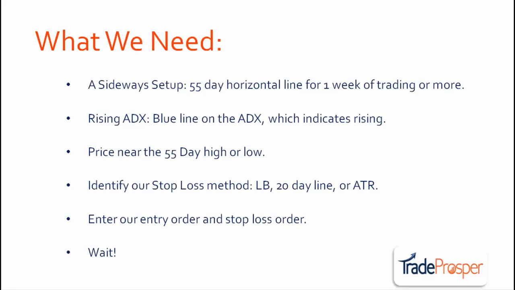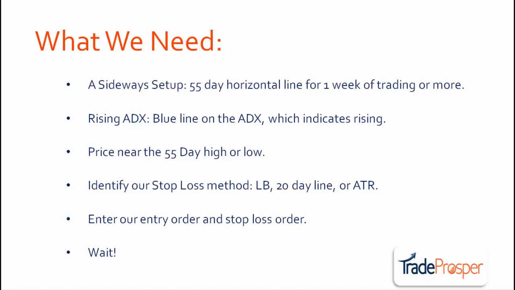If we're trading futures and Forex or CFDs, we're going to use the last bar. If we're trading stocks, we're going to use the 20-day line. And we're going to use ATR for any one of the markets that we traded. So our first example is going to be Tesla. So we're going to use the 20-day line as our stop loss method. Now we have to figure out what our entry order and our stop loss order is going to be. And then we simply wait for the market to trigger the trade.